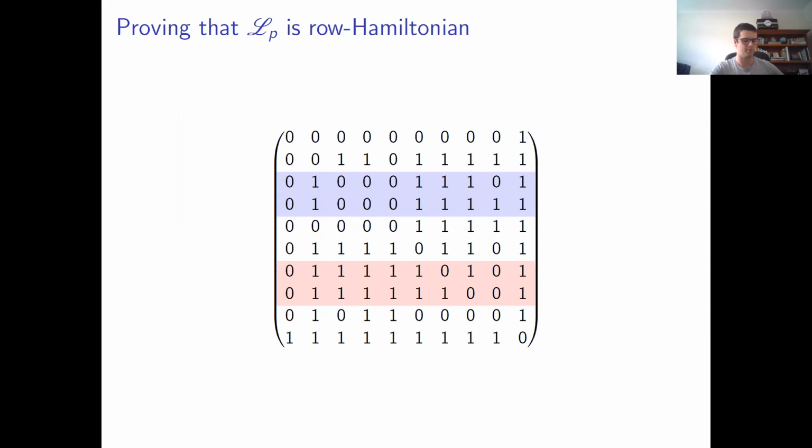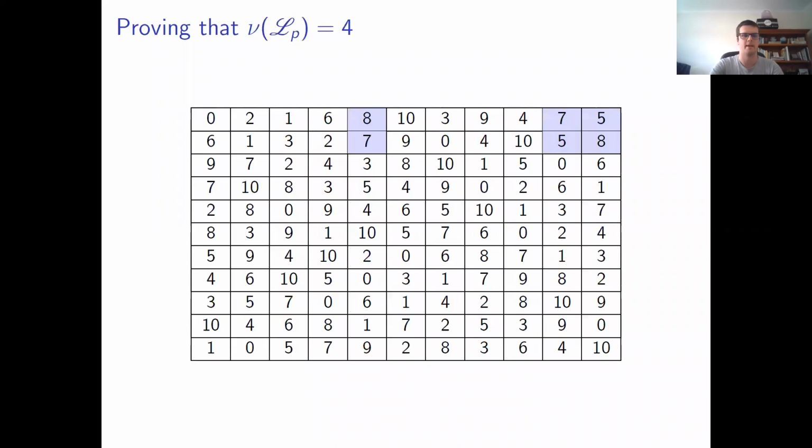And so combining Beck's theorem and Wanless's lemma, that shows that LP is row Hamiltonian when P is 3 mod 8. And then to show that LP is row Hamiltonian when P is 1 mod 8, we use very similar ideas. And so once we knew that these squares were row Hamiltonian, we knew that nu of LP was either 2, 4, or 6. And so the next step to showing that these had nu equals 4 was to show these squares are not atomic except for L3 and L19.